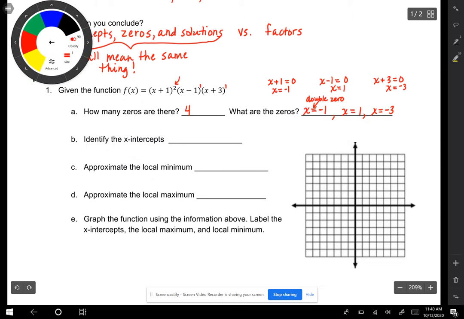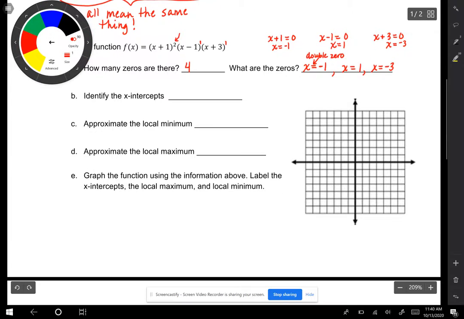Identify the x-intercepts. Remember, it's the same thing as your zeros, but you're just writing it as an ordered pair. So for your double zero, that's (-1, 0). For x equals 1, that's (1, 0). And (-3, 0). If you've noticed, this is almost like the first example. Approximate the local minimum, approximate the local maximum. I'm going to leave those blank for now. We're going to do those on a graphing calculator when we come back.